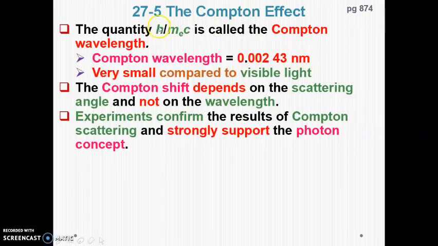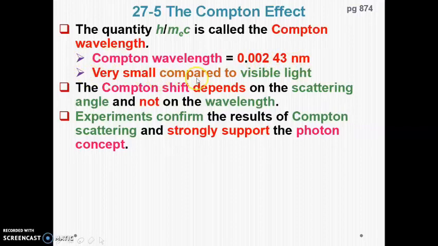So this one is a constant value, 6.63 times 10 to the power of negative 34. And then this one is the mass of electron, so the mass of electron should be 9.11 times 10 to the power of negative 31. And here should be the speed of light, 3 times 10 to the power of 8 meter per second. When you calculate here, your Compton wavelength becomes 0.00243 nanometer.